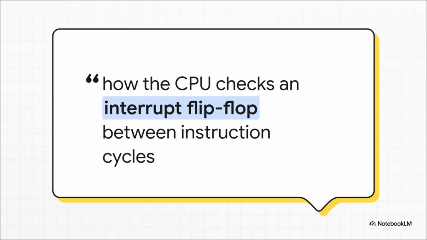Our INPR flags, FGI for input, FGO for output, they signal that data is ready. Using an interrupt enable, or IEN flip-flop, the CPU politely finishes its current cycle, saves the program counter in memory so it doesn't lose its place, jumps over to answer the call by handling the new data, and then seamlessly returns exactly to where it left off.